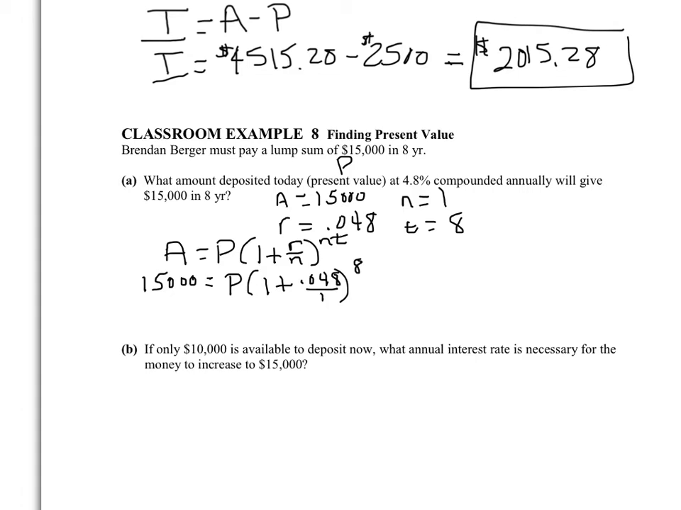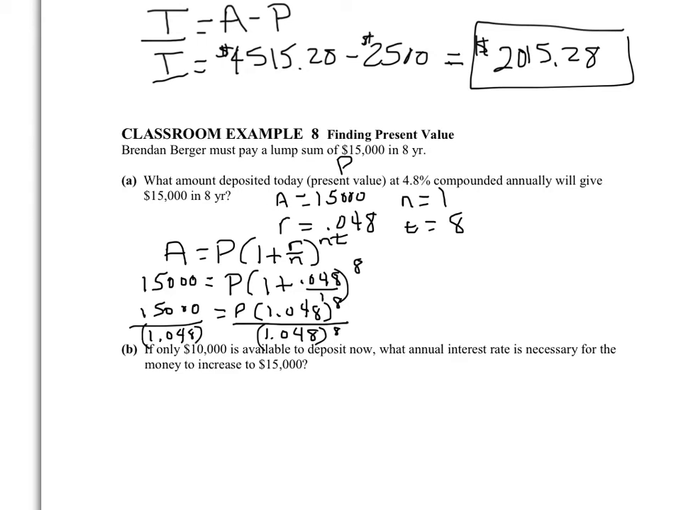Now, again, thinking order of operations, I've got to clean up what's in the parentheses first. So I have the 15,000 equals P times 1.048, when I add that together, raised to the 8th power. So here's what you would need to do in your calculator. You're going to have to take the 1.048 raised to the 8th power, and remember there's going to be a lot of decimals there, but we're dividing each side by that. So I have to take that answer and divide it into 15,000.